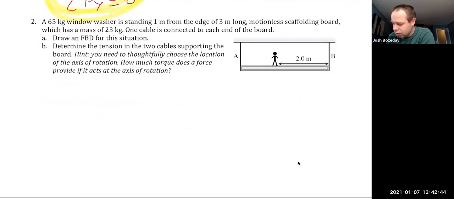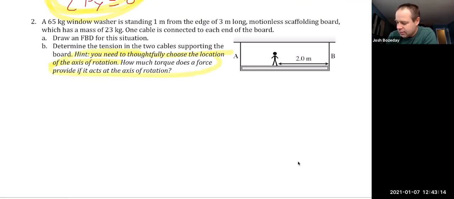Advice on problem number 2. A 65 kilogram window washer is standing 1 meter from the edge. Draw a free body diagram, determine the tension in 2 cables. So again, you want to choose the location of the pivot point. And again, you're going to want to choose a location where you've got unknowns, so those will have 0 torque. And how much torque does a force provide if it acts at the axis of rotation? We know it's 0, right?